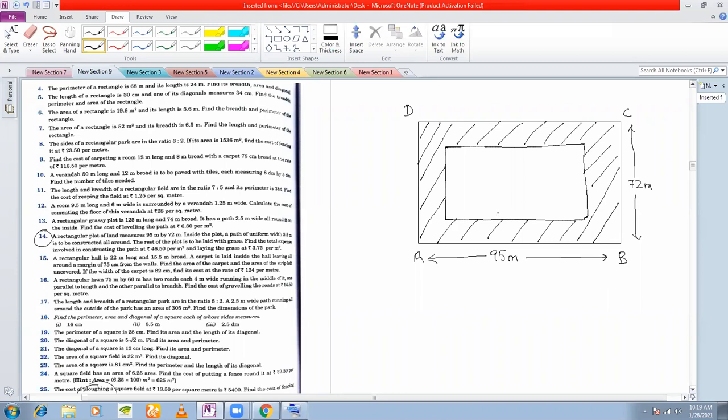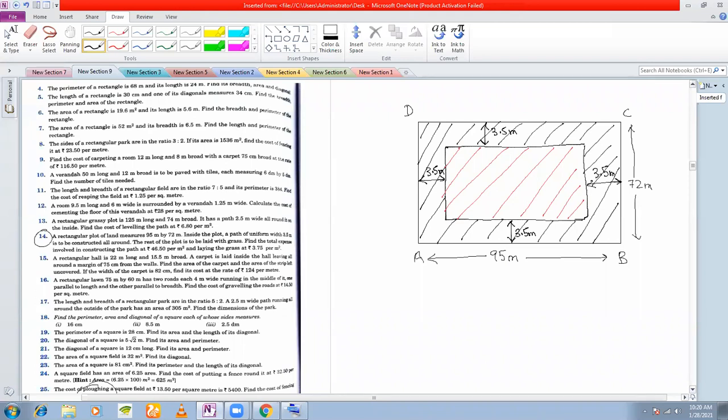The rest of the plot is to be laid with grass. What is the remaining part? The remaining part is this part, right? This part has to be laid with grass. Understood? Also, what is given to you here is that the width of the path is 3.5. That means this width is 3.5 meters. This is 3.5 meters. This is 3.5 meters. This is 3.5 meters.